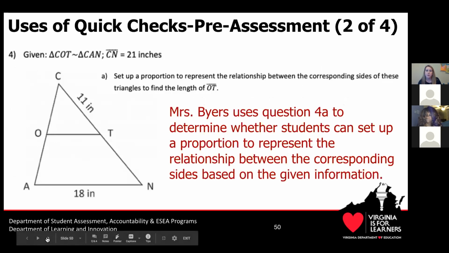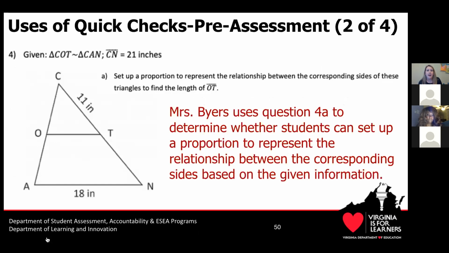knowledge. Okay, so here's a question from the 7A quick check, right? Set up a proportion to represent the relationship between the corresponding sides to find the length of OT. Okay, so she can use this question to kind of determine, do they remember how to set up the proportion? Do they remember what the corresponding sides look like? All of this information, right?